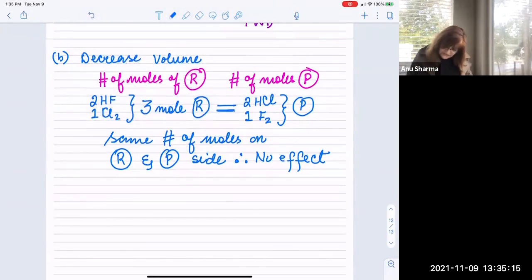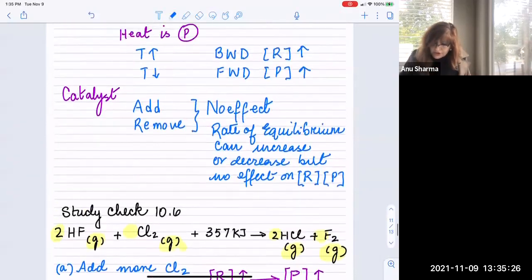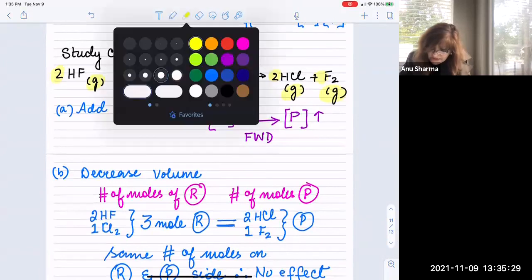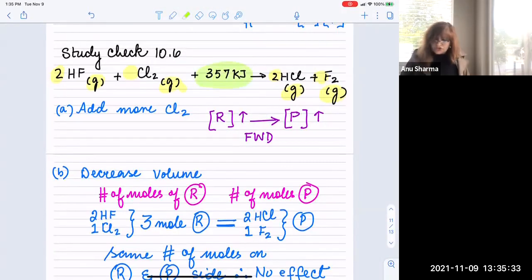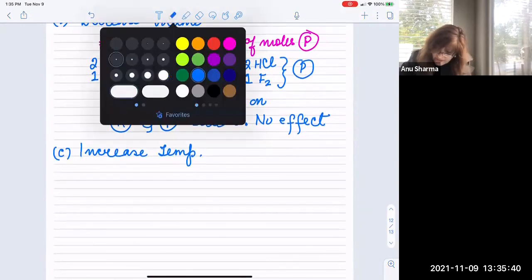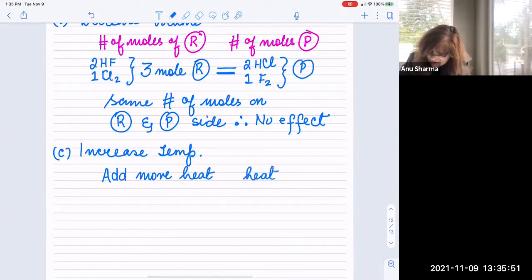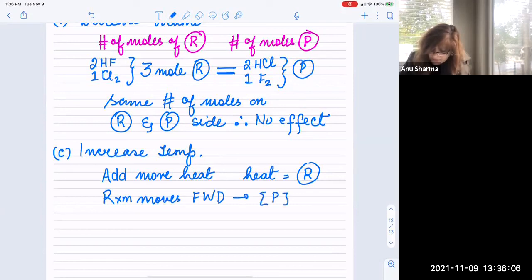And then the last is increase the temperature. Now, we see this is an endothermic reaction. An endothermic reaction absorbs heat. So now you add more heat. Increasing temperature means adding more heat. And heat is a reactant. So the reaction moves forward because it wants to get rid of heat. So the concentration of the product increases.